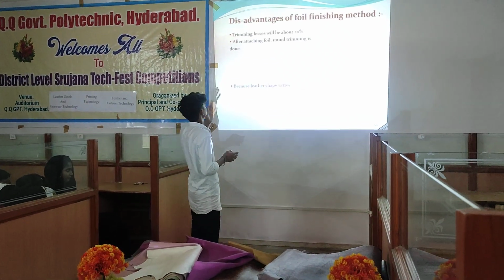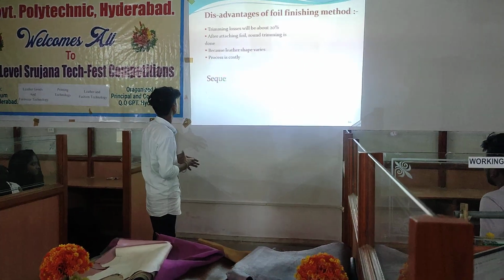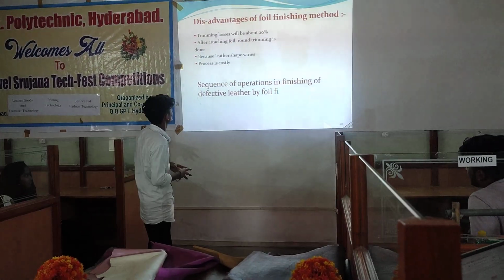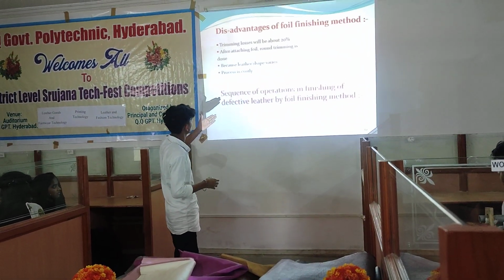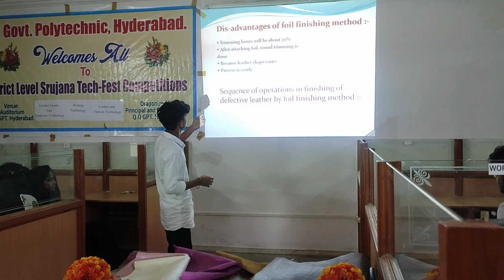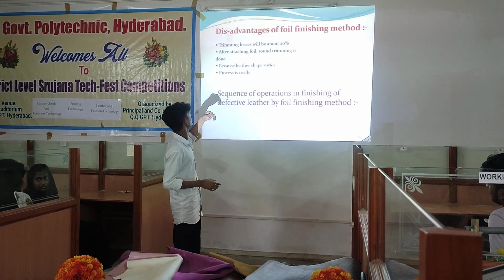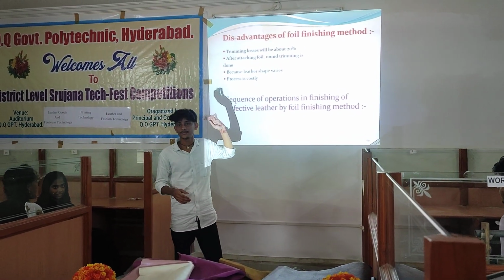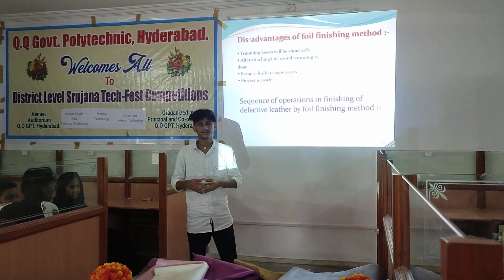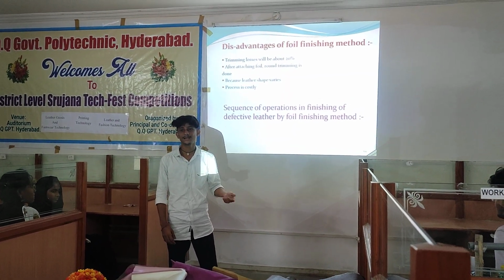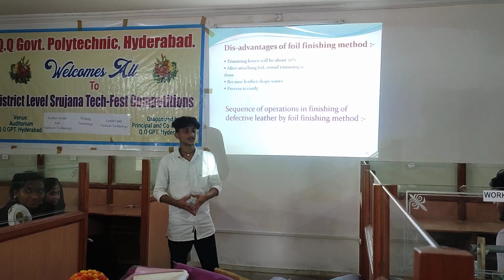Now we can see the disadvantages of the foil finishing method. Trimming losses will be about 20%. After attaching foil, rounded trimming is done because leather shape varies. Cost is also a disadvantage: foils are more costly compared to the metallic and two-tone finish.